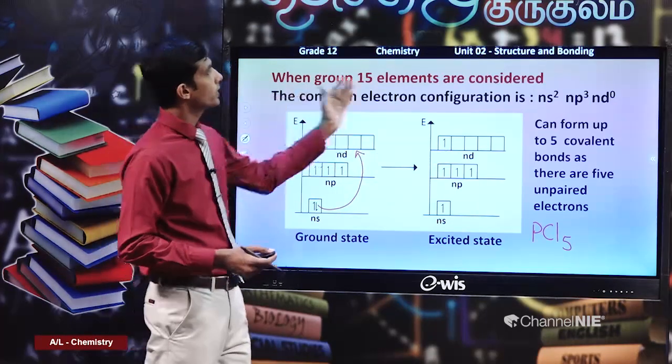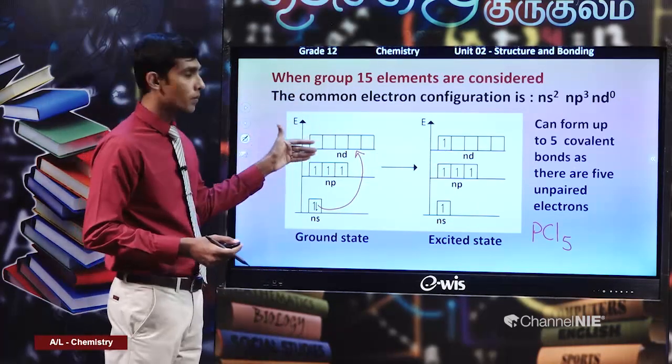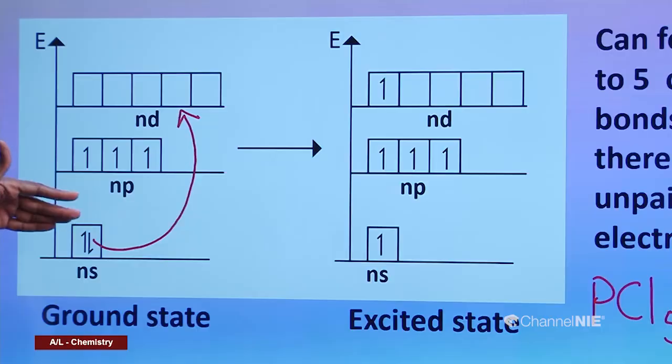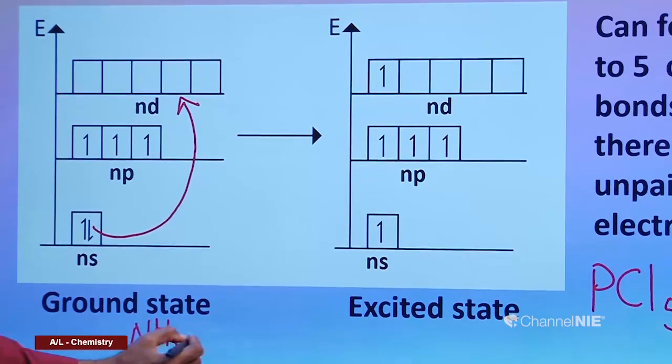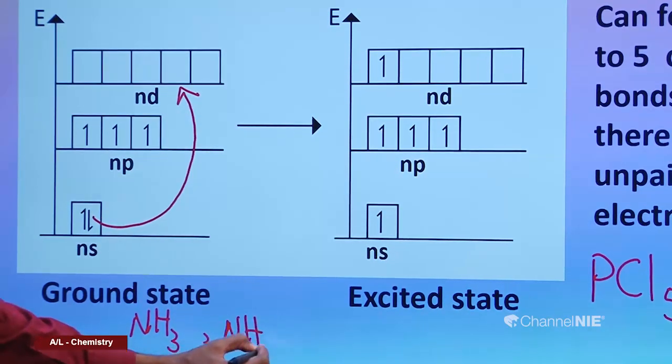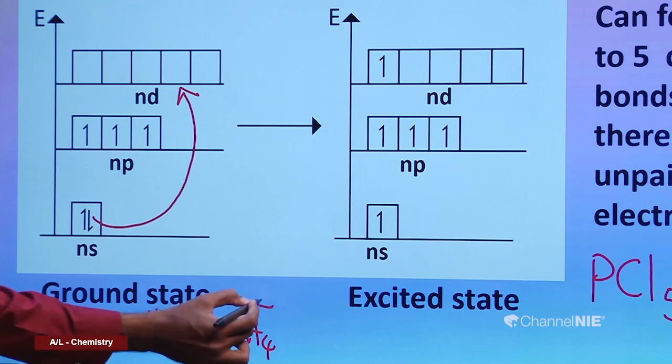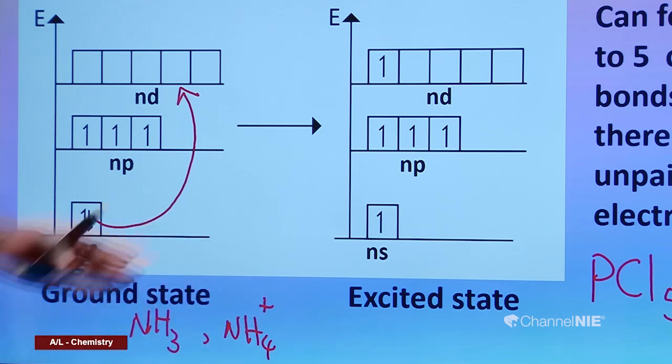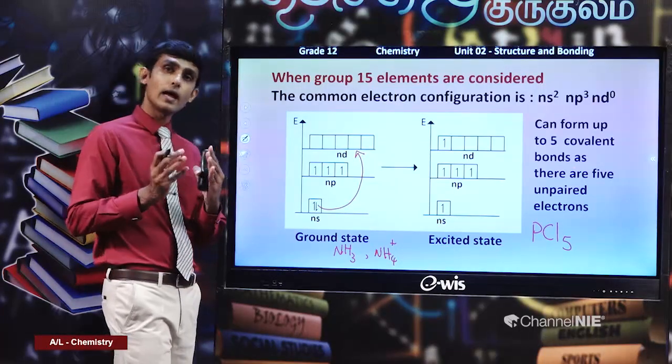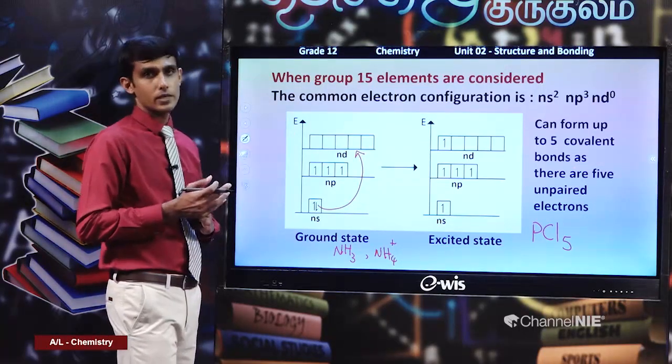So group 15 elements can form 3 covalent bonds, with the dative bond 4 covalent bonds, as well as 5 covalent bonds. For example, molecules like ammonia, ions like ammonium: here 3 covalent bonds, in this case 4 covalent bonds, but in this particular state 5 covalent bonds. So all these things can easily be deduced if you have the idea of the position of that element in the periodic table and the electron configuration.